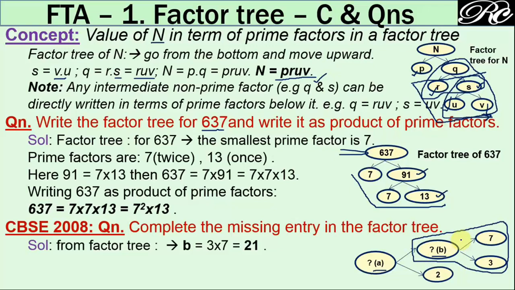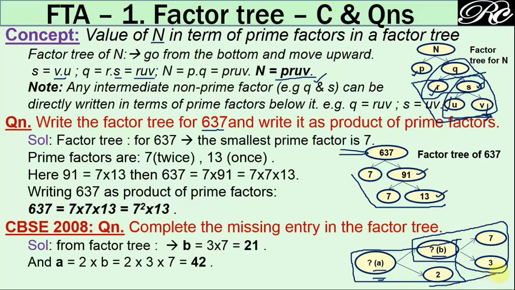Now coming to this other part for A, if we take this one, we can get that it is this segment of the factor tree. A is B into 2 and B can be substituted as 21. Therefore, it will be 21 into 2, it is 42. Or even A can be calculated directly by considering these prime factors. The prime factors are 2, then this 3, then this 7. So it is 2 into 3 into 7, that is also 42.